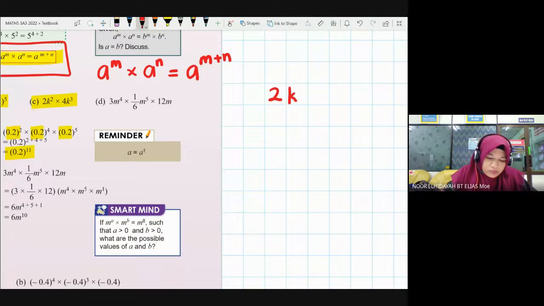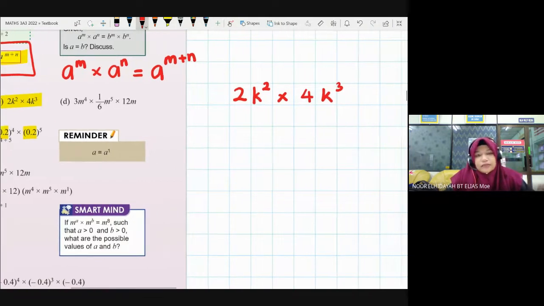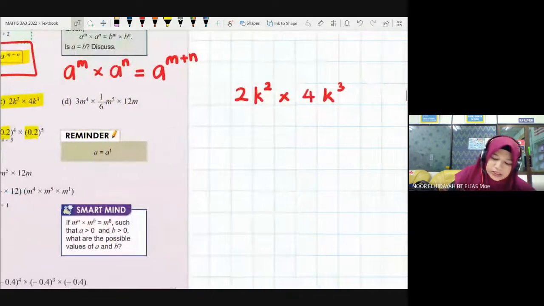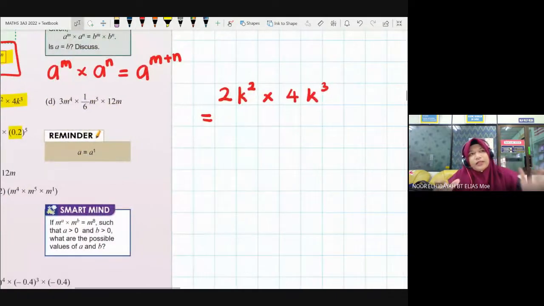2k to the power of 2 times 4k to the power of 3. Okay. Yang ni agak berbeza sedikit dengan example yang kita dah tengok sebelum ni. Tapi tak susah. Apa yang awak boleh buat is, kita gunakan, awak dah belajar apa associative law, distributive law semasa form 1 awak dah belajar about the law. Maksudnya awak dah tahu tentang apa yang kita akan apply ni.